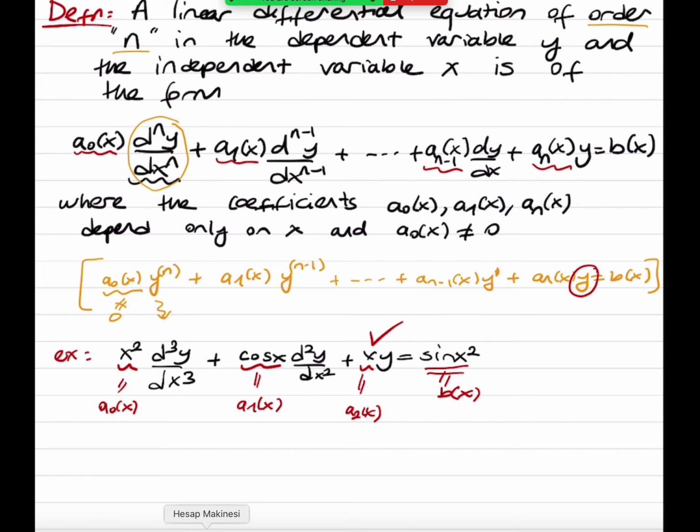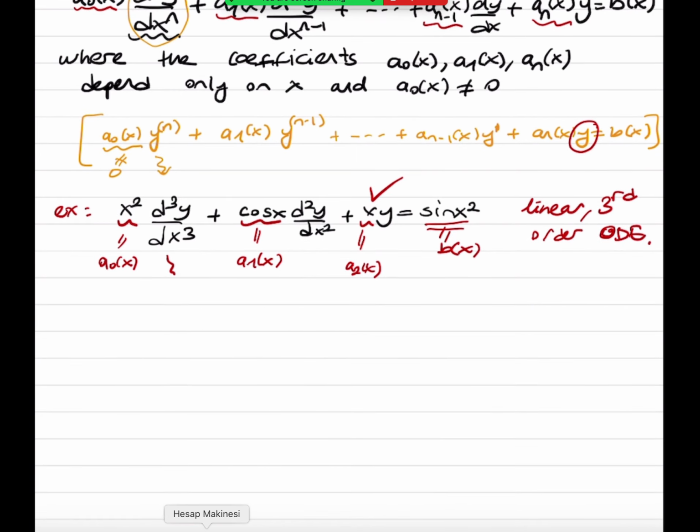So this is a linear differential equation, but what is the order? The order of the highest derivative. What is the highest derivative? It is the third order, right? We take the third derivative. So this is a third order linear ordinary differential equation. This is such an example.